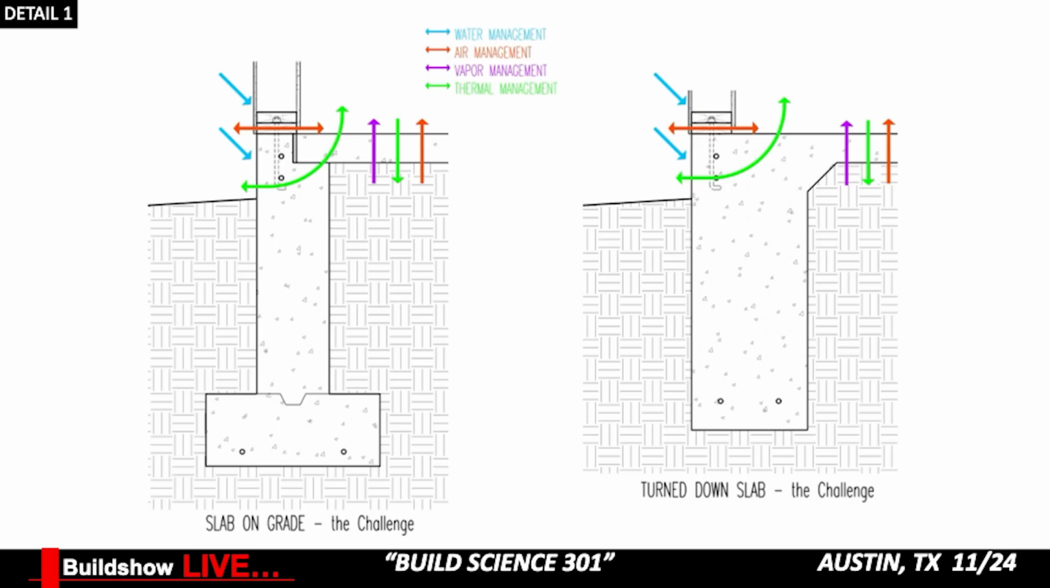Slab on grade's one of the beauties of it. In this case, it's actually slab above grade, right? That's a great point. Water really isn't too big of an issue here, but air management, right? We have concrete slab, wood frame going down, very susceptible detail there for air leakage. Vapor, we always have moisture migration coming up through the slab, right? And of course, thermal management.